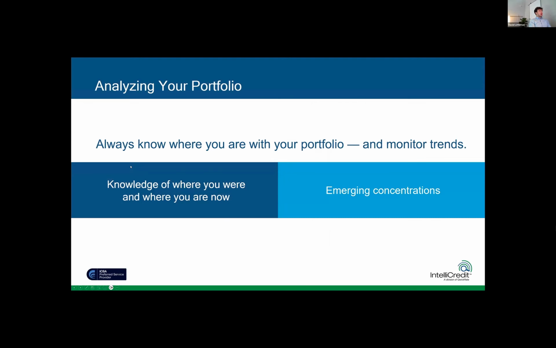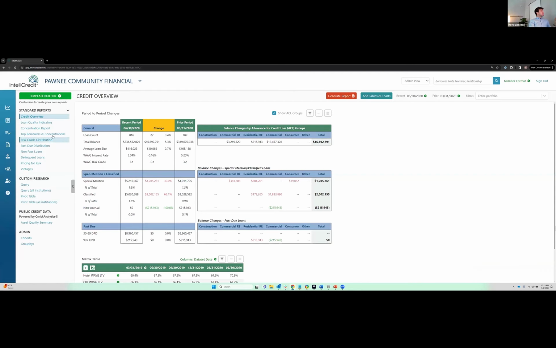So I want to get into a couple more concrete examples in the analyzer of how we analyze the portfolio. We want to know where we were and where we are now, and evaluate emerging concentrations. So if I pivot back into the analyzer, I teased this credit overview page that shows you change that's happening between two selected periods. The currently selected periods are quarter end dates, but you can always customize exactly which dates you want to compare and see the change figures.